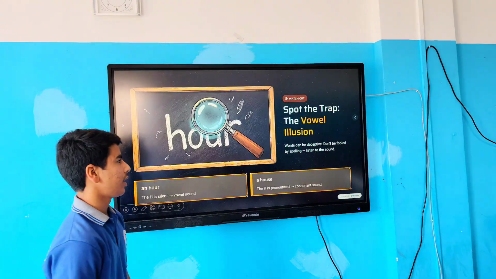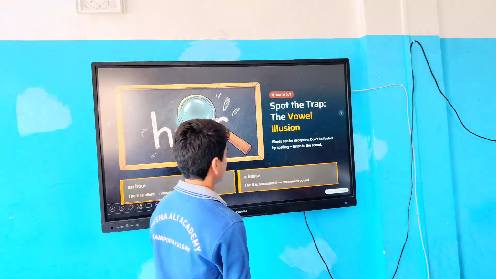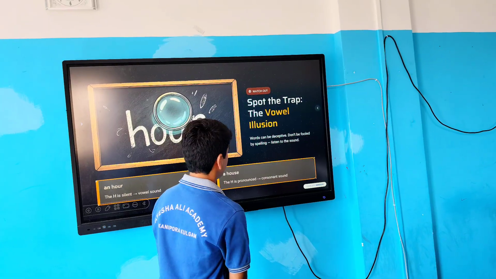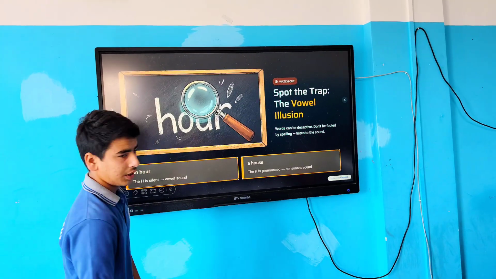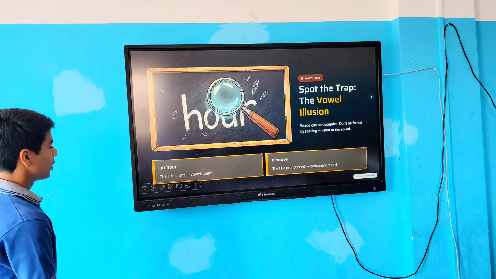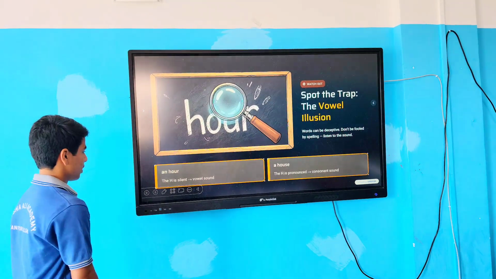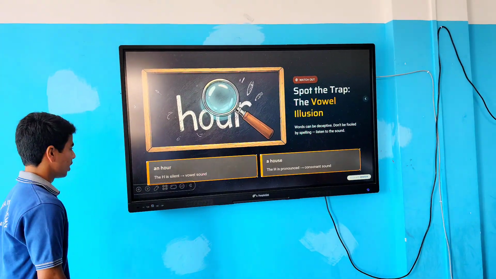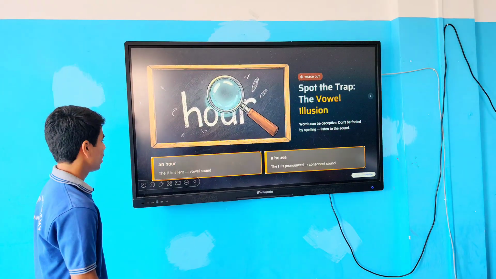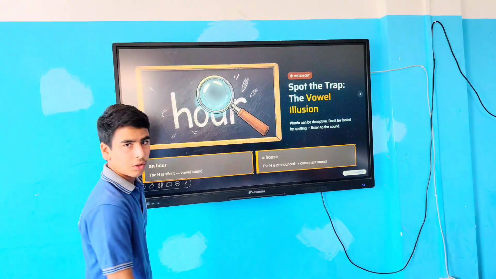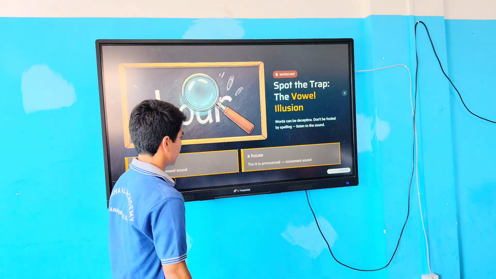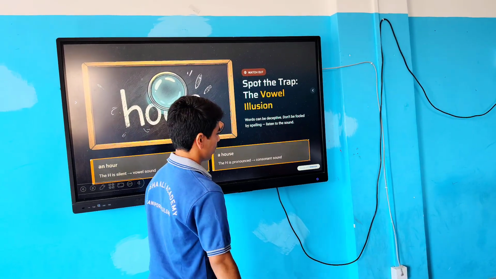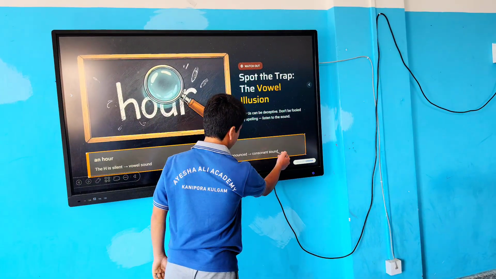So this is the spotted pattern. Words can be deceptive. Don't be fooled by spelling. Always listen to the sound of the word. With examples, in an hour, the H is silent here, so it will create a vowel sound and we'll go with an. A house, the H is pronounced, so it will go with a consonant sound.